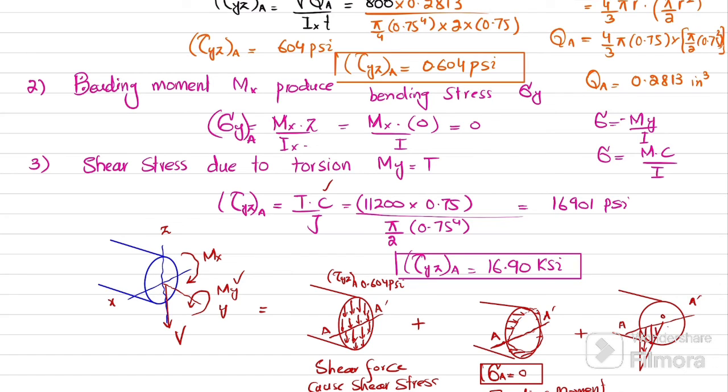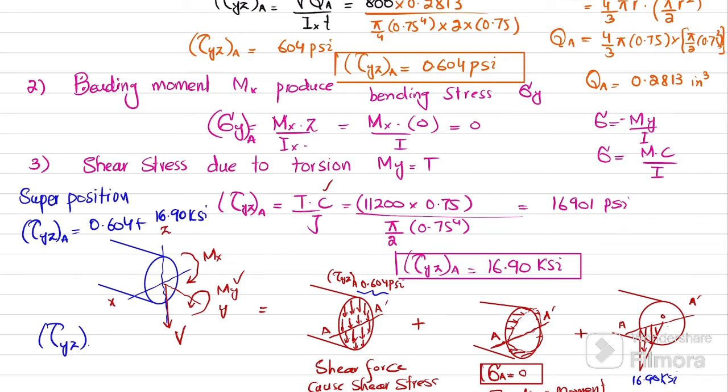Clear? Now if you want to find the state of stress at point A, what we will do is use superposition. So what is superposition? The total shear stress in the y plane in the direction of z at point A is due to this, which is 0.604, plus this stress, which is 116.90 KSI at point A. So if you add them up, you will get the total shear stress at point A in the y plane in the direction of z, which comes out to be 17.5 KSI.